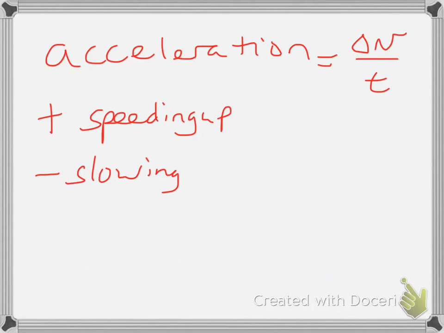Now that's on a horizontal plane. If we're talking about a vertical plane, negative is just downward, positive would be upward. Okay? No speeding down or speeding up, slowing down. It's all just a matter of direction for positives and negatives.